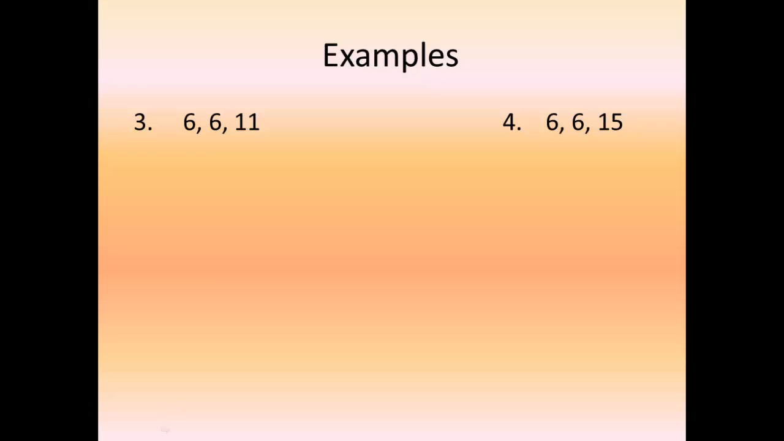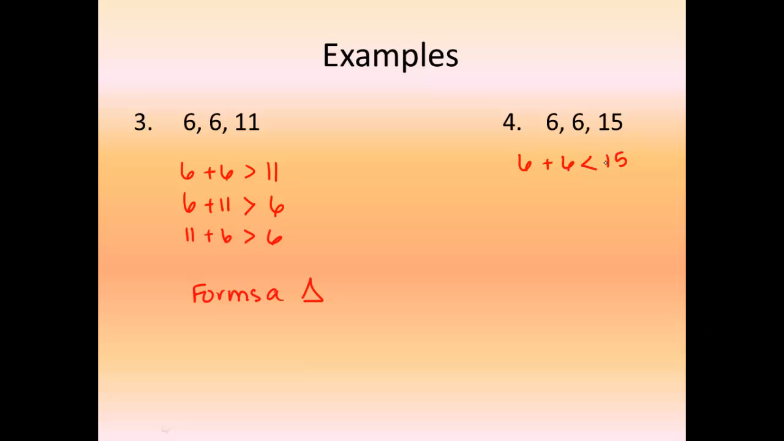Okay, number 3. 6 plus 6 is greater than 11. 6 plus 11 is greater than 6. And it seems like the other one would just be 11 plus 6 is greater than 6. So therefore we have forms a triangle. Alright, example number 4. 6 plus 6, 15. Uh-oh, that's less than 15. Therefore, we can stop and say this does not form a triangle. So we need 2 of the sides in any situation to be greater than the third.